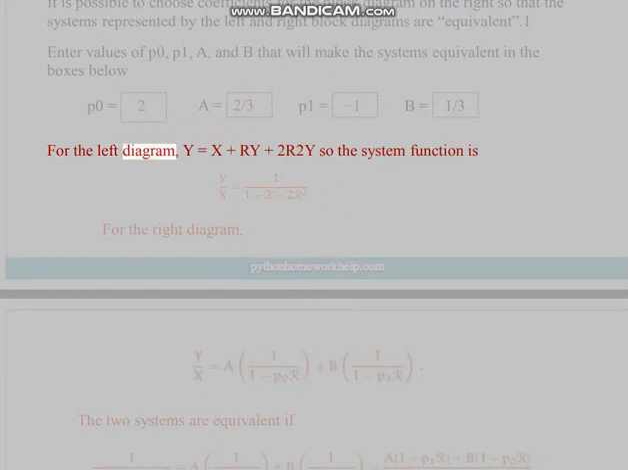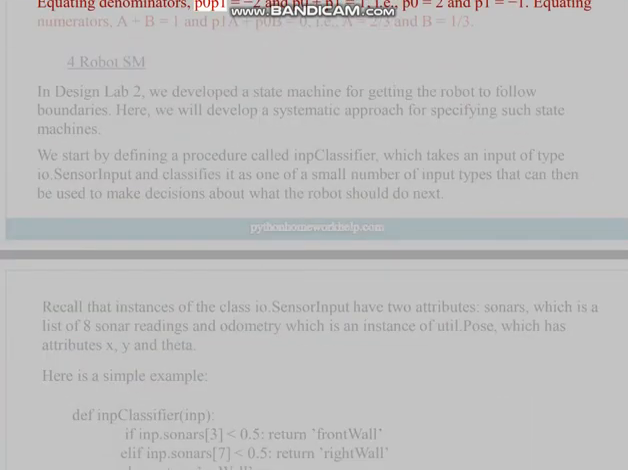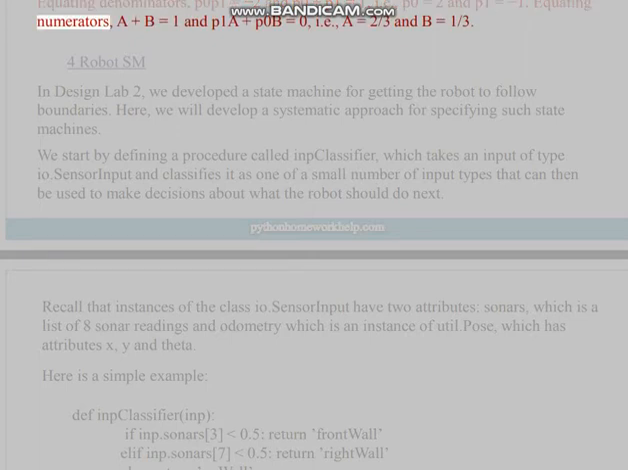For the left diagram, Y = X + RY + 2R²Y, so the system function is as shown. For the right diagram, the two systems are equivalent if, equating denominators, P0P1 = -2 and P0 + P1 = 1, i.e., P0 = 2 and P1 = -1. Equating numerators, A + B = 1 and P1A + P0B = 0, i.e., A = 2/3 and B = 1/3.